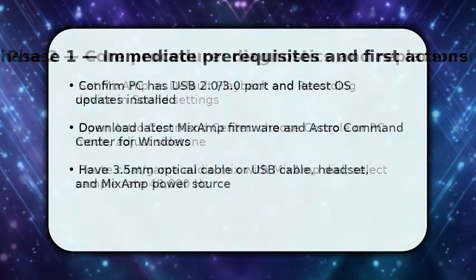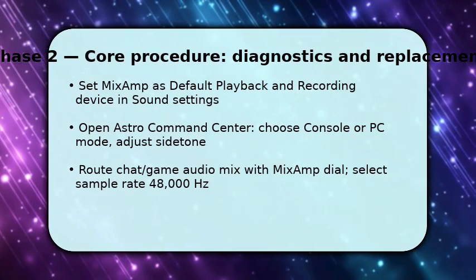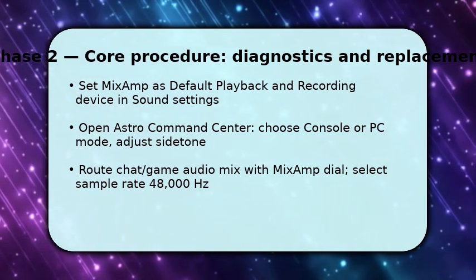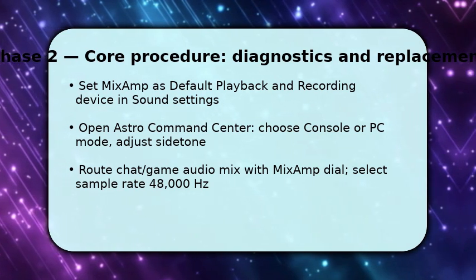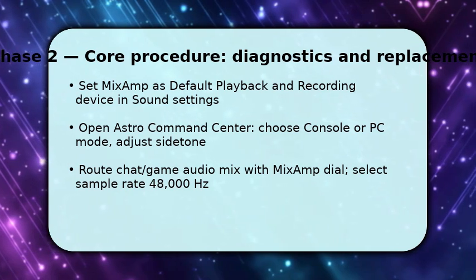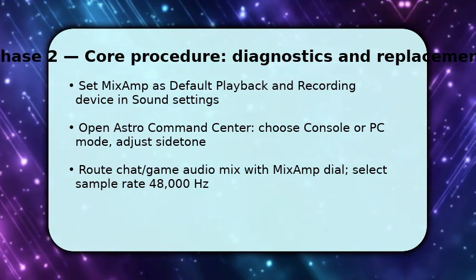Once your device is recognized, open Windows Sound Settings and make the Mixamp the default playback and recording device so apps use it automatically. Then launch Astro Command Center to select PC mode. This ensures the Mix dial controls game versus chat audio.